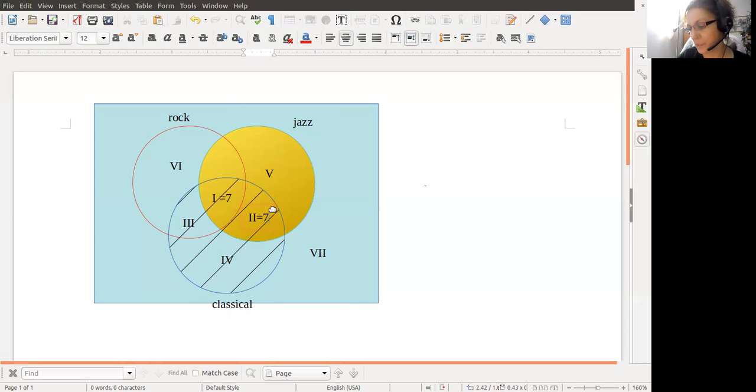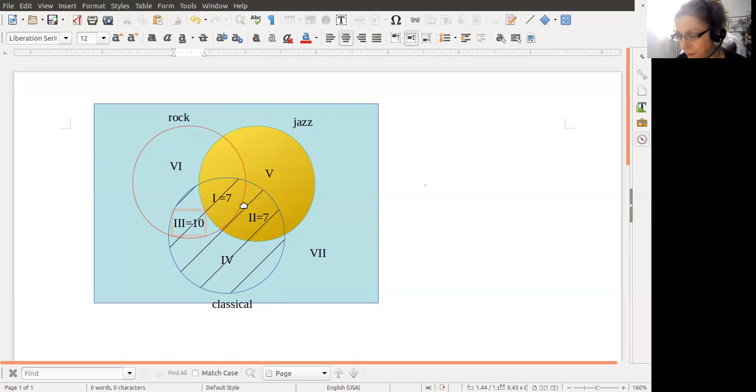So if 17 like rock and classical, so this area here where the blue circle overlaps with the red circle, there should be a total of 17. Well, we already have 7 who liked rock and classical and also liked jazz. So that means that there are 10 who only like rock and classical. They did not like jazz. And you just keep going.